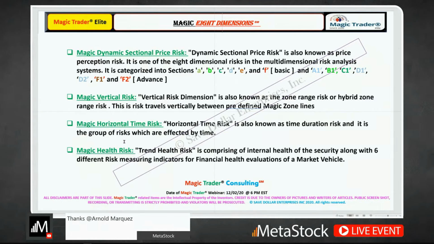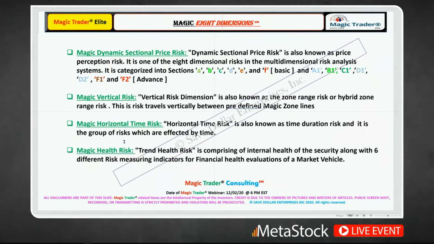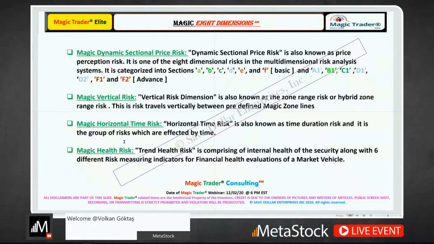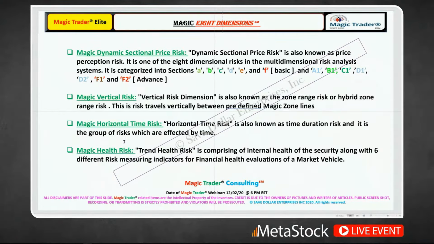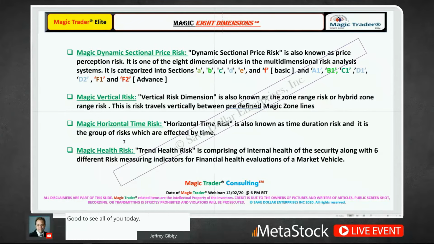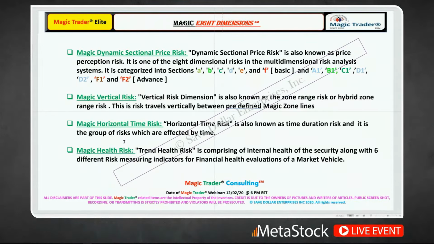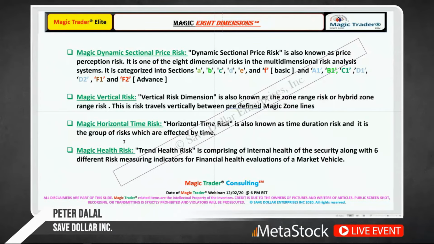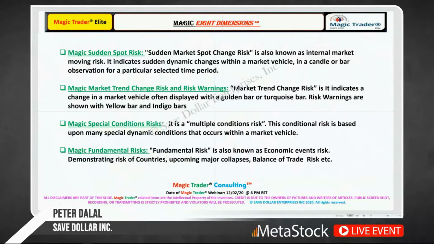Now, magic health risk. I always wanted to know, just like a patient and a doctor, what is going on inside. Looking outside, you cannot say, so we use different medical devices. I wanted to know what is really happening inside of the security. So we came up with an indicator which comprises six other indicators, which measure different sections of the security's health. And that also gave us more confidence in trading. So you practically become a doctor without having a doctor's degree.